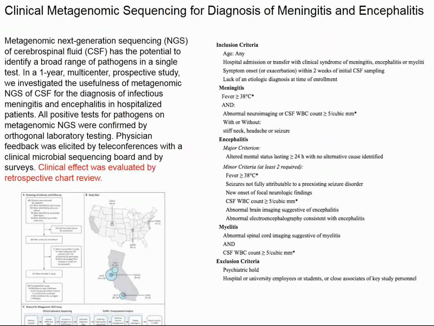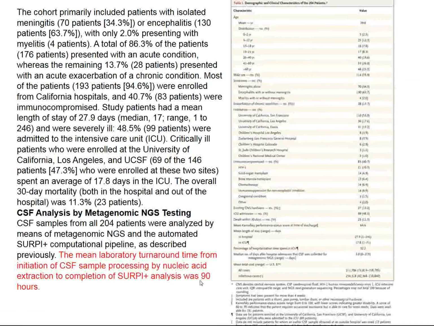So in the supplement, I found out what they're talking about and who all was included here. So any age, meningitis symptoms, encephalitis symptoms, myelitis symptoms, and the only exclusion criteria were psychiatric exclusions, presumably, or the patients didn't want this. I don't think that they cared one way or the other. And the patients couldn't be related to any of the investigators or students that were involved in this study.